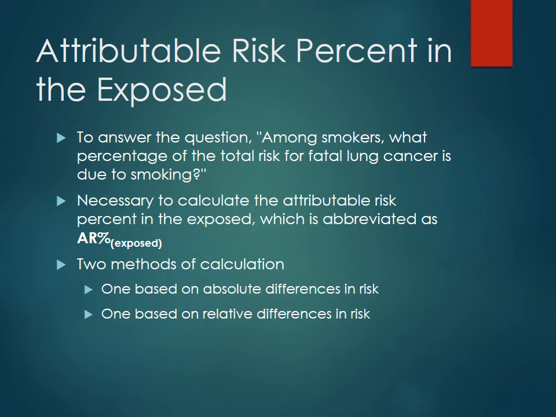Okay, so when we're looking at the attributable risk percent in the exposed, we're trying to answer a question. So say, among smokers, what percentage of the total risk for fatal lung cancer is due to smoking? How do we answer that question? Here, it would be necessary to calculate the attributable risk percent in the exposed group, which is abbreviated AR percent, sub-exposed. We're going to see there are 2 different ways we can do that. We can either do it through an absolute difference in risk, or we can look at the relative difference in risk. Again, the calculations are going to be the same here. It's just looking at what our numerator and denominator are going to be.